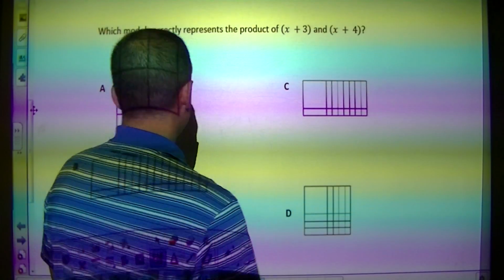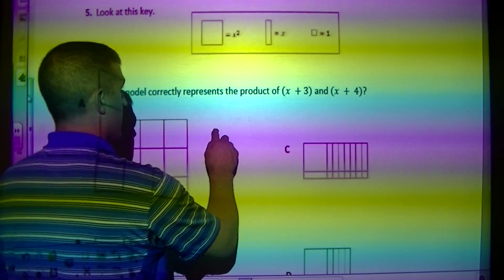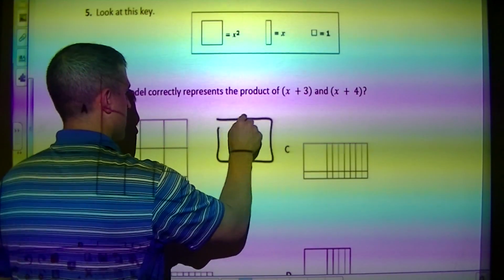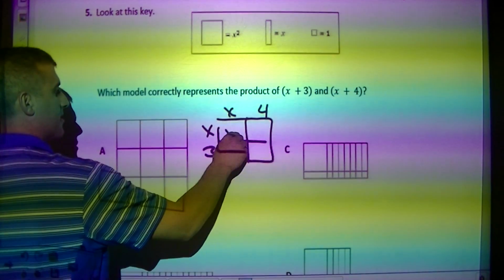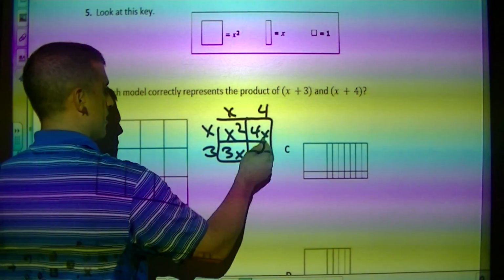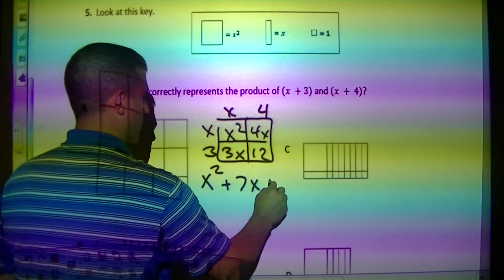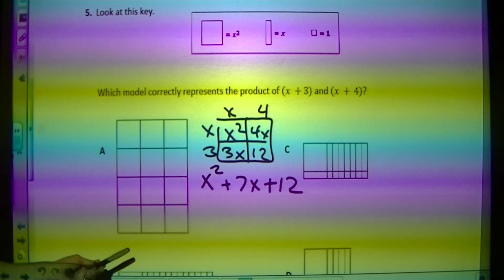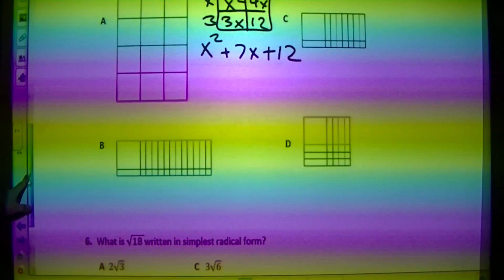Okay. All right. Now, the idea here is that when you do (x plus 3)(x plus 4), x times x is x squared, 3x, 4x, and that's going to be 12, so that's going to be x squared plus 7x plus 12. Okay, so one dead giveaway is these need to be 12 little squares.